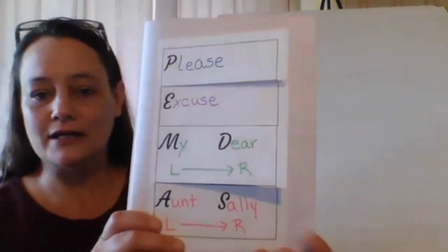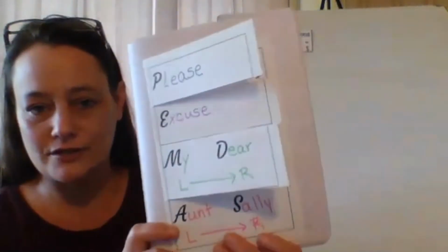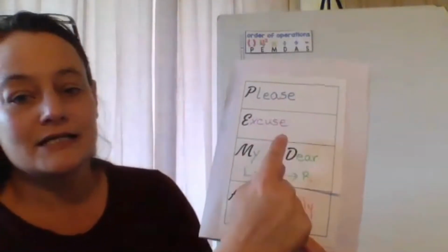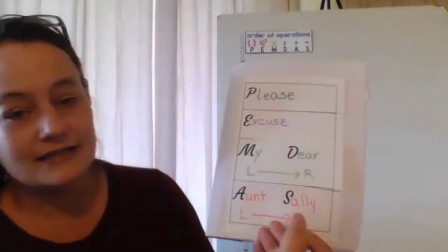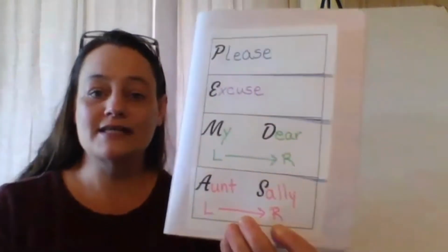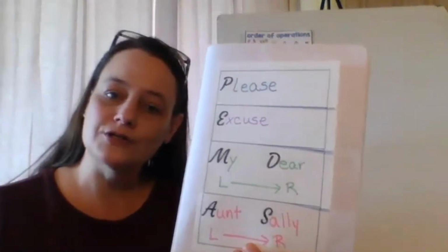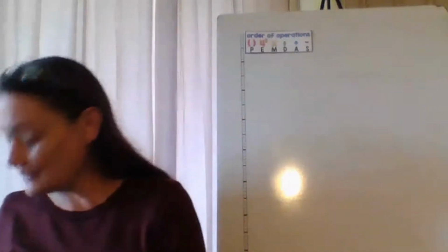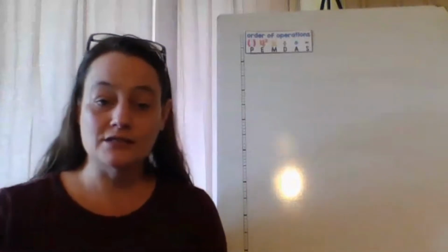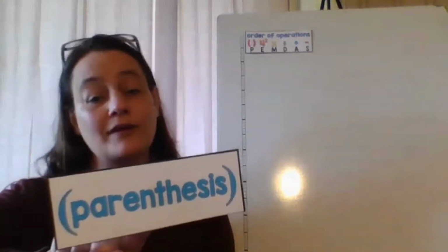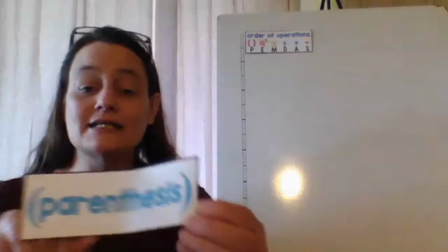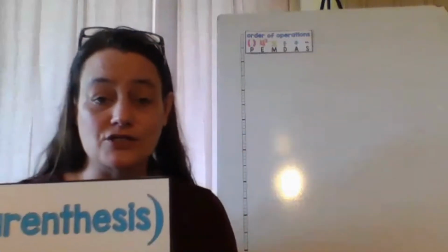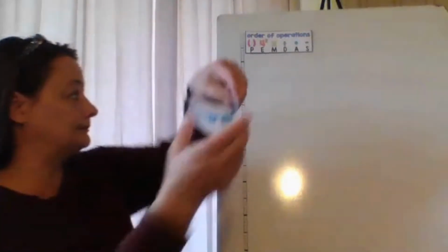So if you remember in class, we had this little foldable, okay, and our acronym for PEMDAS, teachers love some acronyms, was please excuse my dear Aunt Sally, okay? So that is how we can remember what order to do things in when we see a big long equation with lots of operations in it. Now, the P stands for parentheses, okay? Anytime you see parentheses in an equation, that's what you're going to do first.